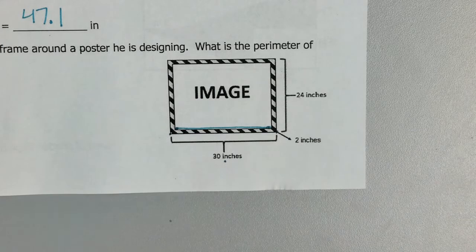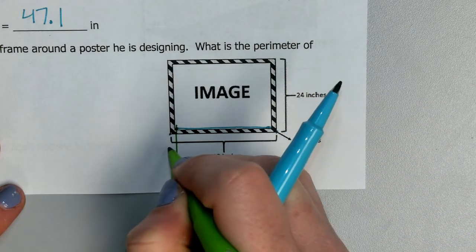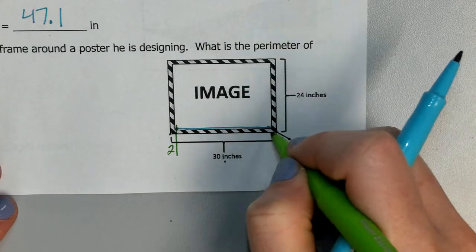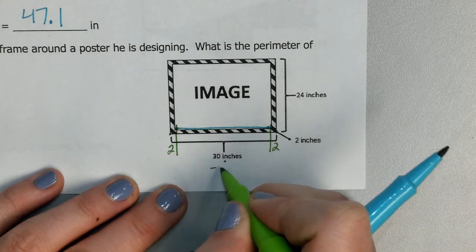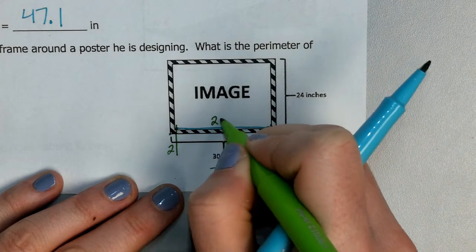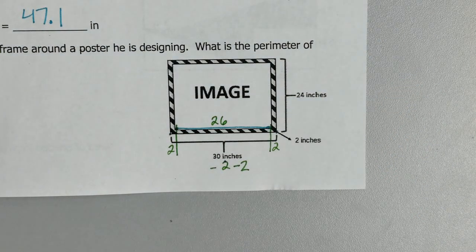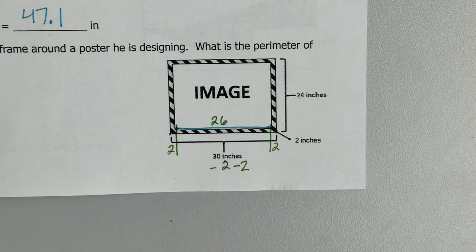What's this distance? How did you get that? Good. The frame is 2 inches on both sides. So right here, that's 2 inches you take away. And on the other side, because there are two sides of a frame. So 30 minus 2 on one side, minus 2 on the other side, is 26 inches for the bottom of that poster. When a lot of people do this problem, they only take away 2 on one side. But there are two sides to that frame.